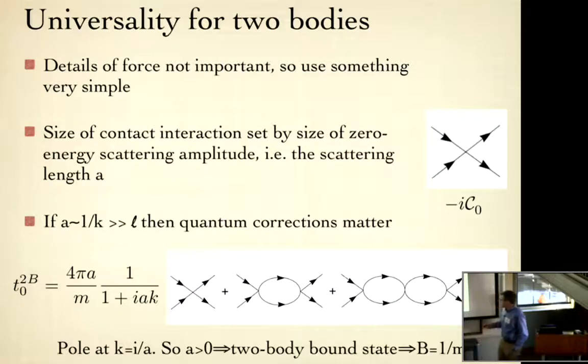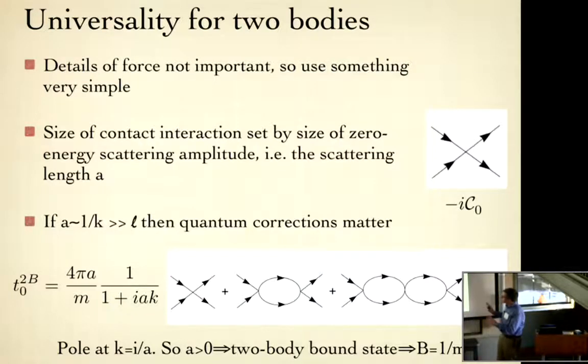So one almost trivial consequence of universality here is that this thing has a pole for this wave number equal to i upon a. That means that if a is positive, there's a two-body bound state, and the binding energy is related to the scattering length. The matter radius of that bound state is related to the scattering length. All the properties of that bound state, at this level of approximation, are related to the scattering length.